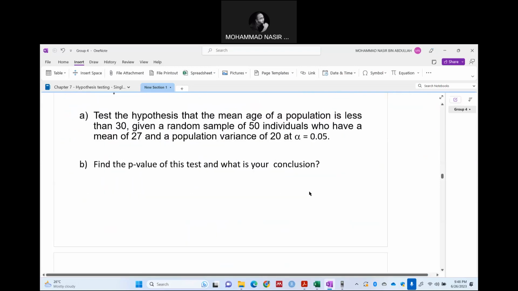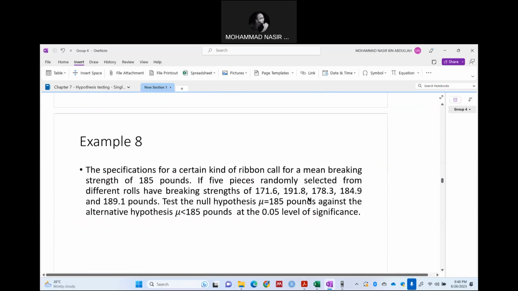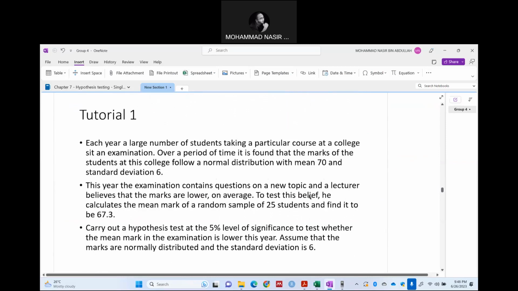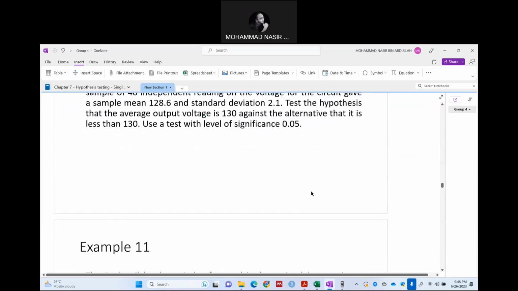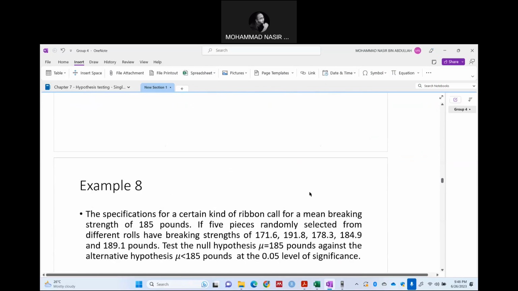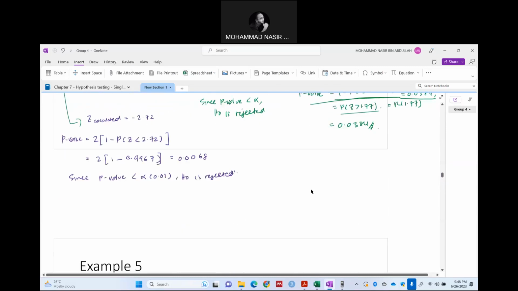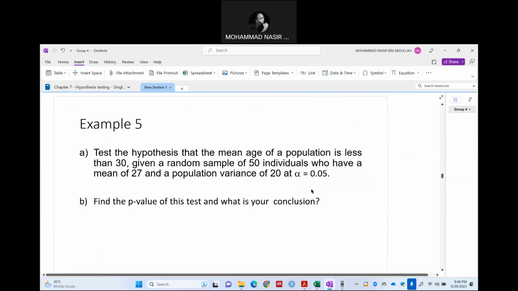Right. So for examples number 5, 6, 7, 8, 9, 10, 11, 12, we continue tomorrow. But basically it's the same thing. You can try to do example numbers 5, 6 until 12. And tomorrow we will look at 1 or 2 examples and compare with your calculation, whether correct or not. And then we move to the next topic, which is the T distribution and proportion. Okay, I think that's all.